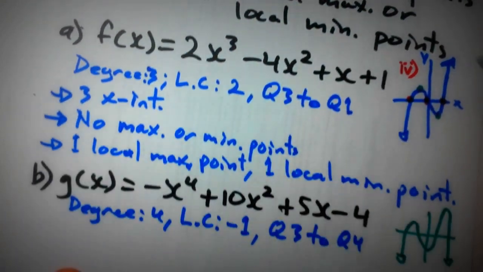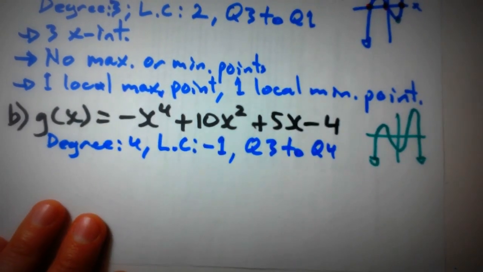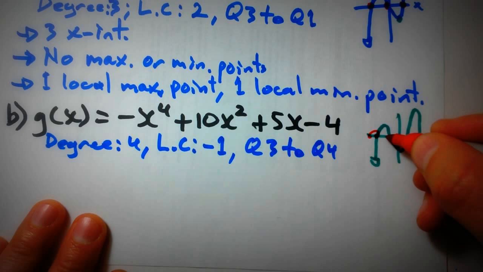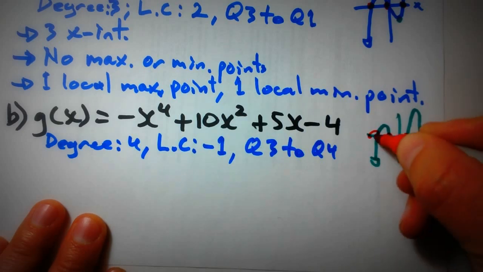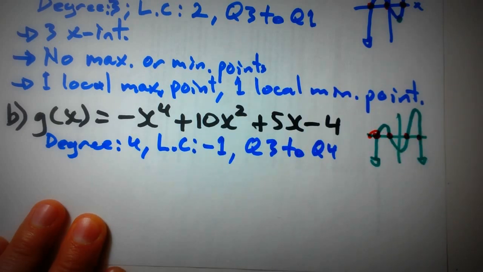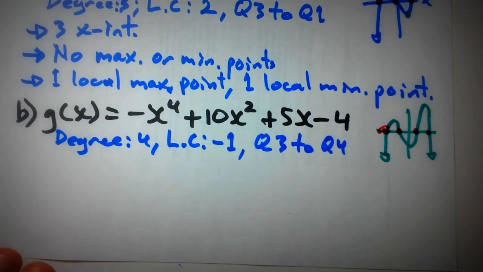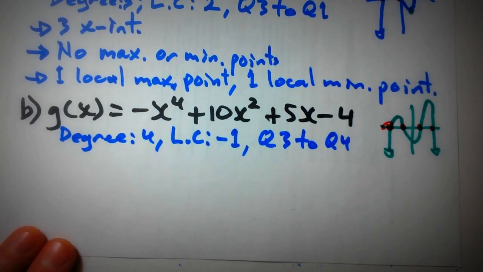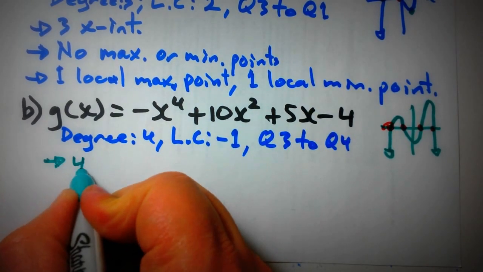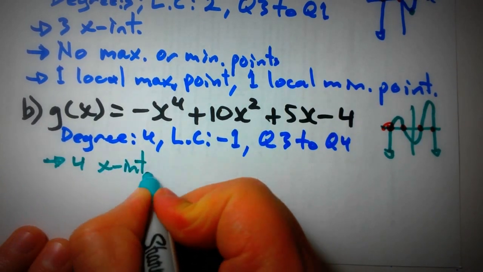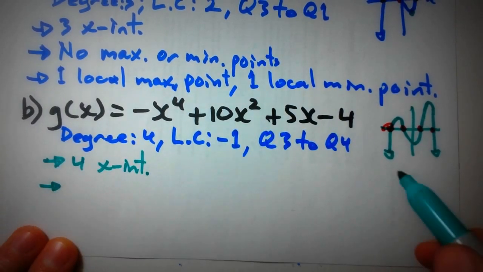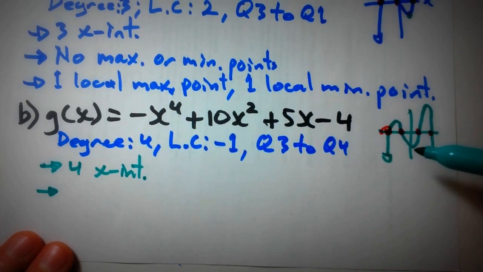State the number of x-intercepts. So we can see that the number of x-intercepts for this one happens to be 1, 2, 3, 4. Sorry about that. Okay, so 4 x-intercepts. I'm just going to do it with green this time. 4 x-intercepts.